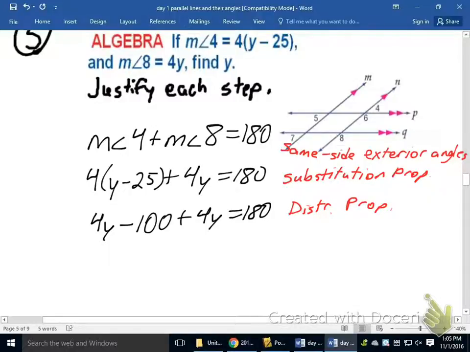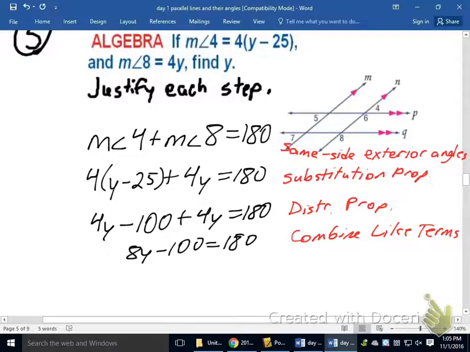And now I'm going to combine like terms. So 8y minus 100 equals 180. Combine like terms. And add. So 8y is equal to 280. That was the addition property. And the division property will get me to where y equals 35. And that was the division property.